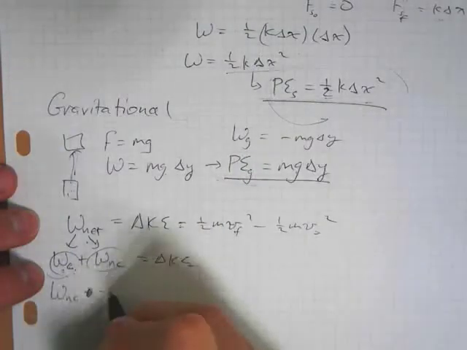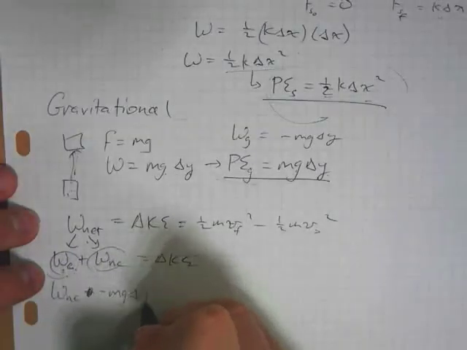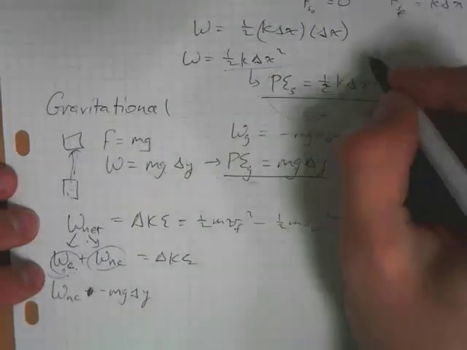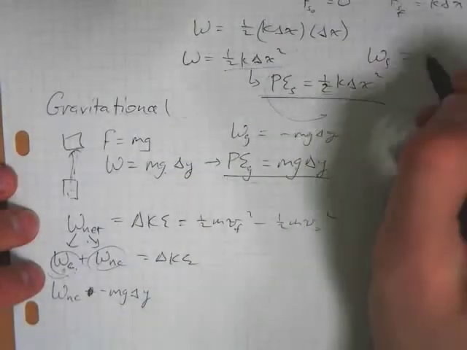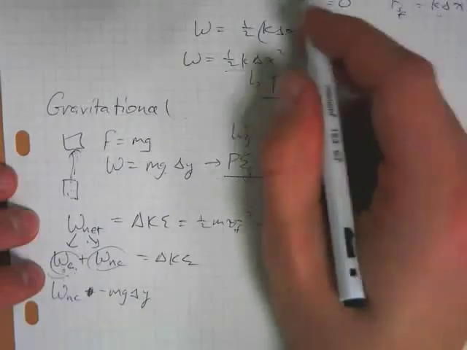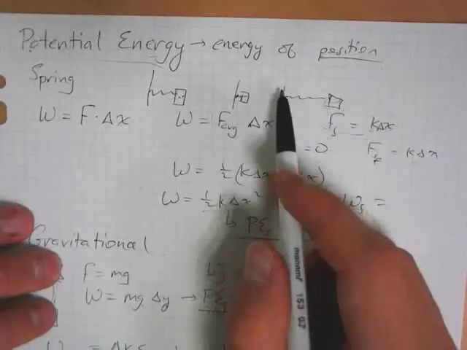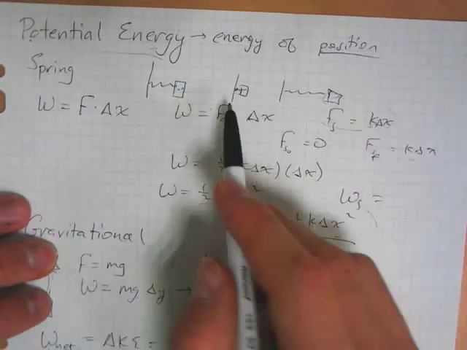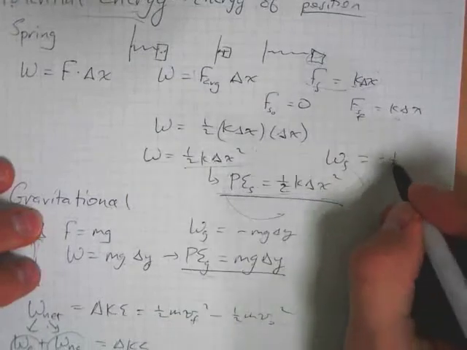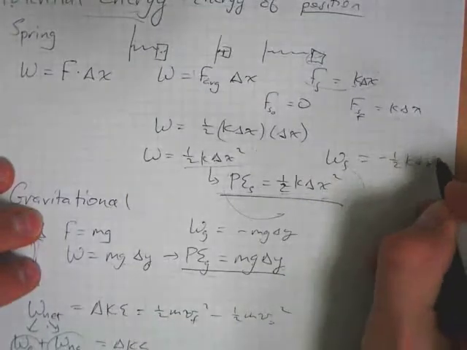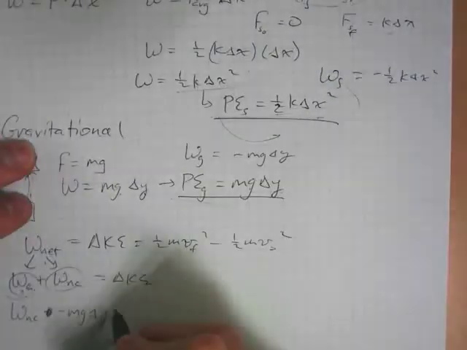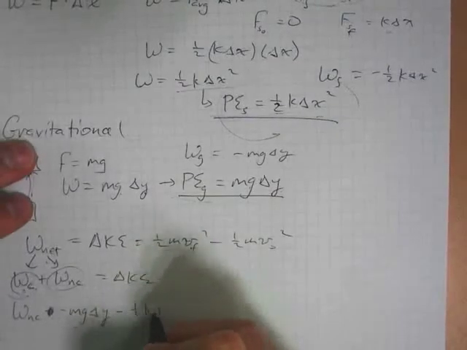So that gives us minus mg delta y. Likewise, the work done by the spring force is pushing against where I'm moving the object as I stretch or compress the spring. So the work done by the spring is minus 1/2 k delta x squared. So now I would have a minus 1/2 k delta x squared.